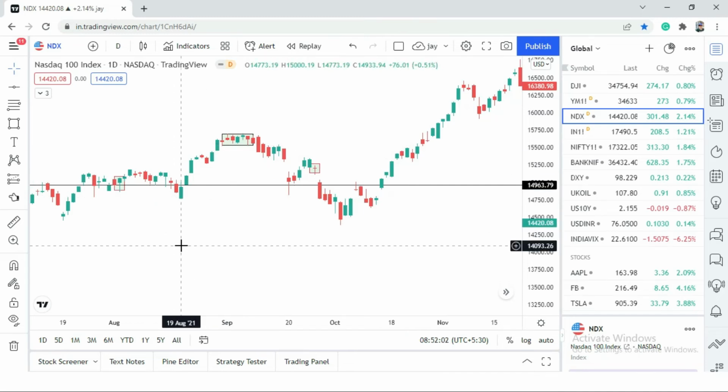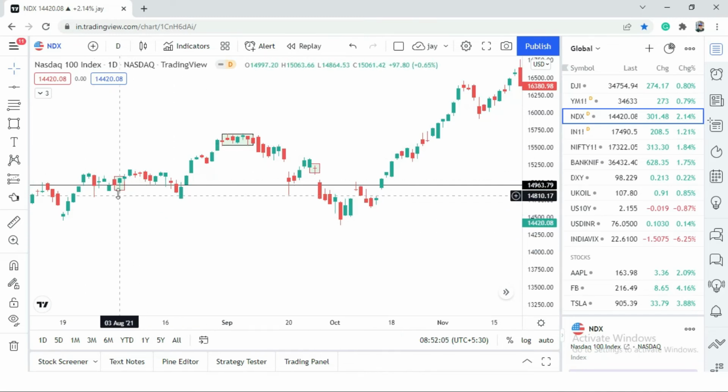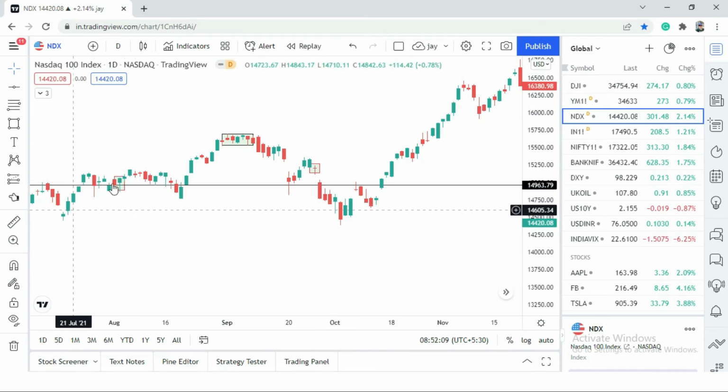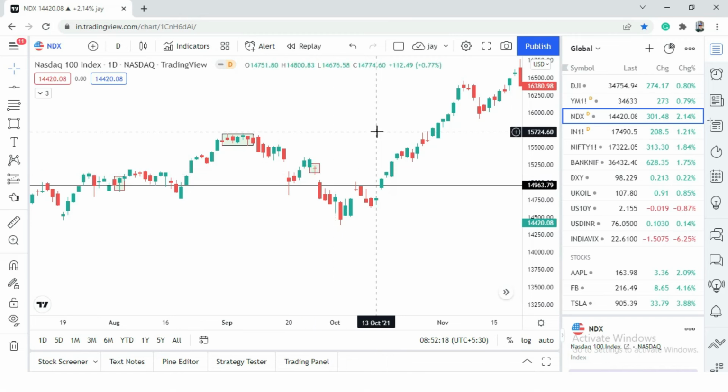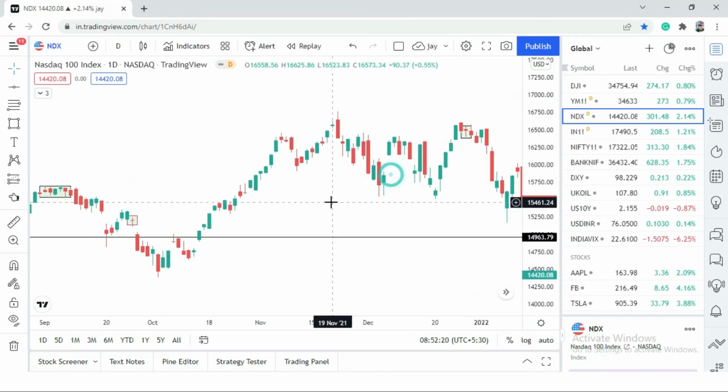And the thing is that we should not take this candle trade when it forms in the middle of the trend, neither on the upside nor on the lower side. If it forms in the middle of the trend, we should avoid it, such as this one and this one. So these are the things that we need to monitor.